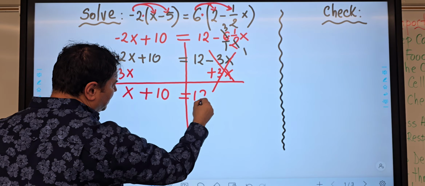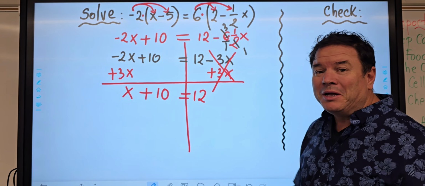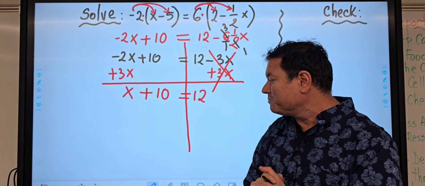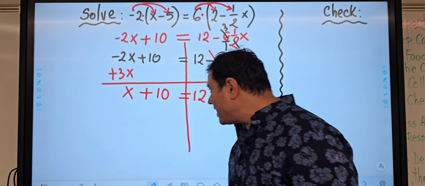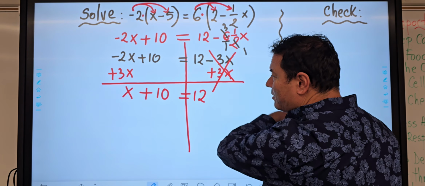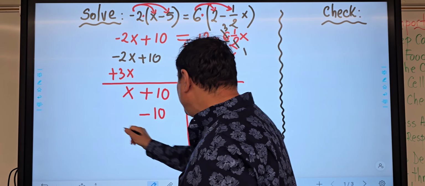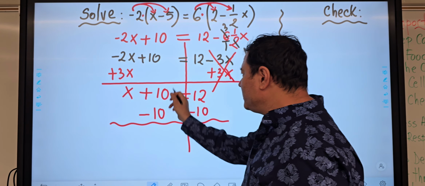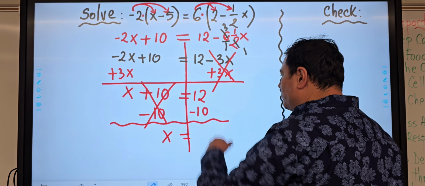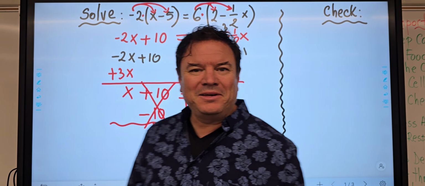equals 12. As you see, the equation is becoming smaller and smaller, and now we are almost ready to solve for that variable and get it by itself. And you all know that at this time we have to subtract 10 on both sides. We need to move the 10 on the other side, right? So we got to subtract 10 on both sides of the equation. 10 and negative 10 cancel out, and we are left over with x equals 12, take away 10, 2. X equals 2. Not that bad, okay?